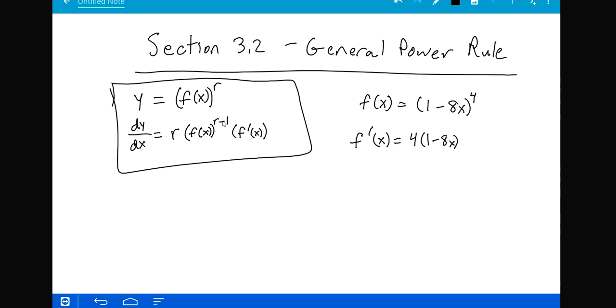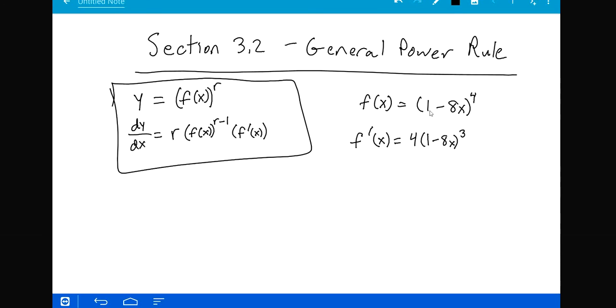Then we do r minus 1. So that's take whatever the exponent was and take away 1. Okay, so we had 4. 4 minus 1 will be 3. And don't forget the last part. This is a common mistake. That last part there, times the derivative of what was in parentheses. So in other words, what's the derivative of 1 minus 8x?